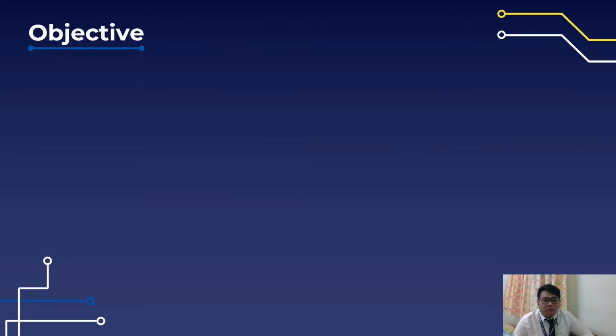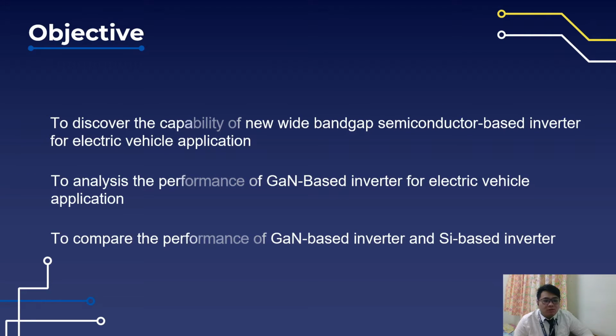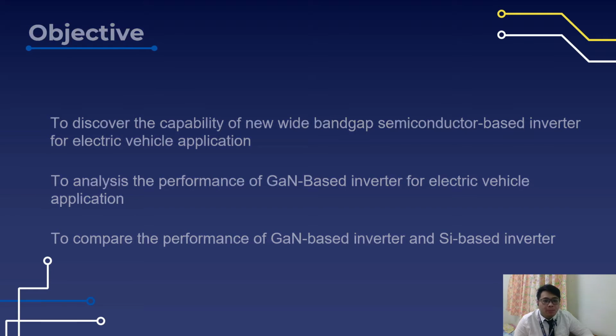Next is the objective of the project. There are three objectives to be achieved in this project. The first objective is to discover the capability of new wide bandgap semiconductor-based inverters for electrical vehicle application. The second objective is to analyze the performance of gallium nitride-based inverters for electrical vehicle application. The last objective is to compare the performance of gallium nitride-based inverters and silicon-based inverters.